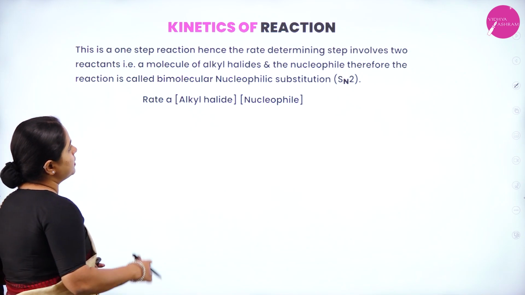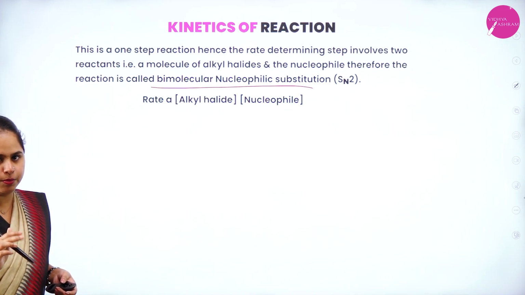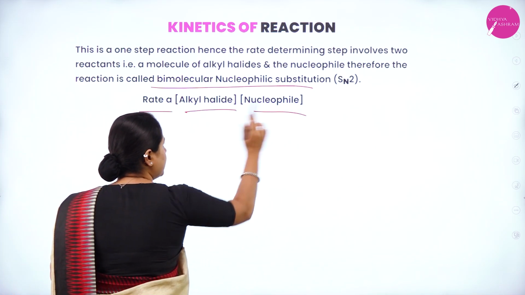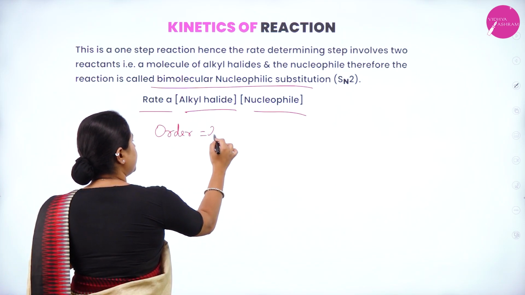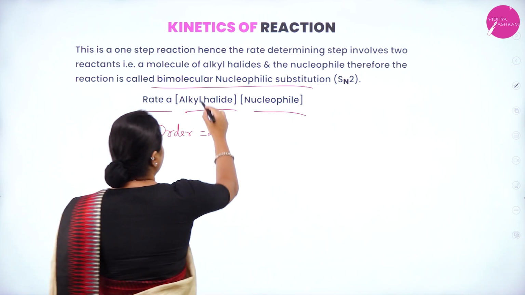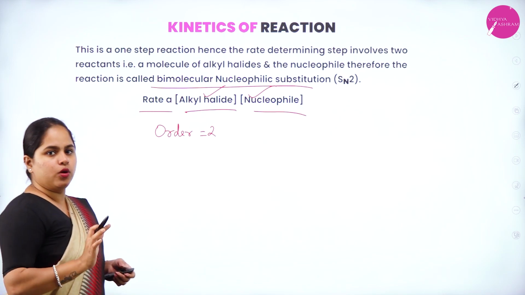Okay. Hence, it is a bimolecular nucleophilic substitution reaction. Both are of importance. So, the rate will depend upon the concentration of alkyl halide as well as nucleophile. So, what will be the order of the reaction? The order of the reaction will be 2. So, it is a second order reaction and it is a bimolecular reaction because both of these concentrations are taken into consideration. Okay. So, I hope this is clear.